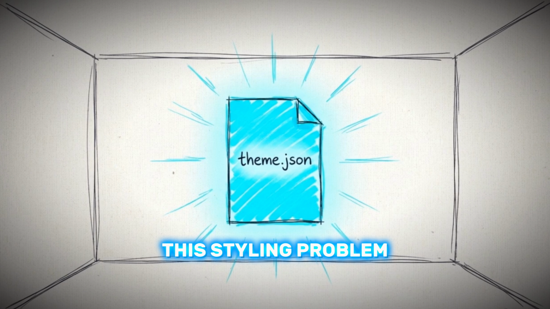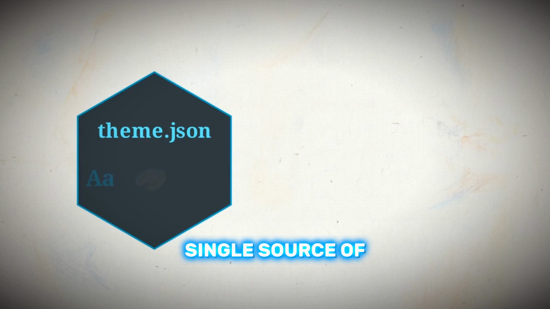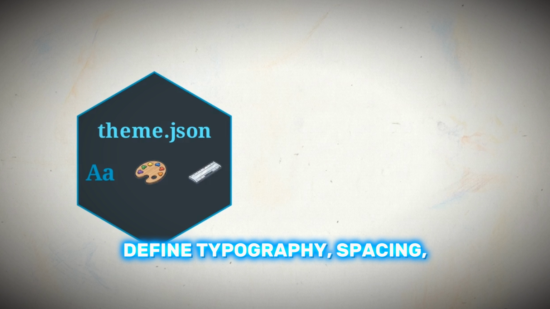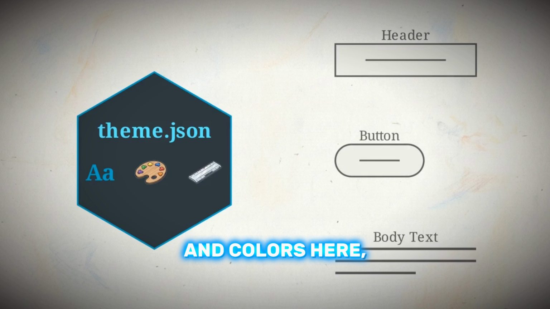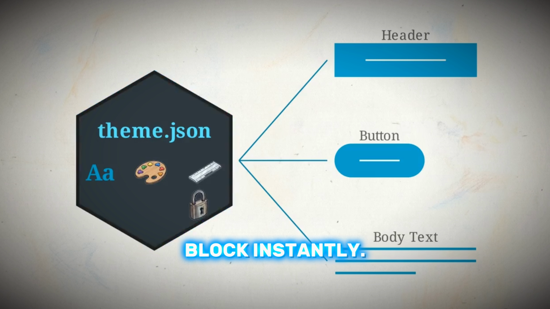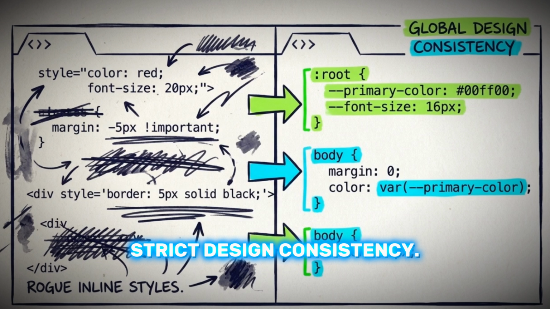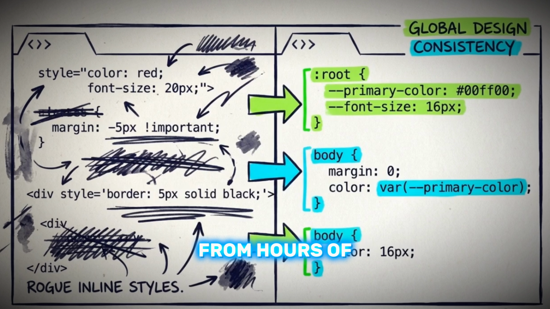Block themes solve this styling problem with a centralized file called theme.json. Theme.json acts as a single source of truth. Define typography, spacing, and colors here, and it synchronizes across every header, button, and text block instantly. You can lock it down, preventing clients from overriding global styles and breaking the brand design. Block themes enforce strict design consistency. That governance saves developers and agencies from hours of untangling rogue CSS overrides down the road.